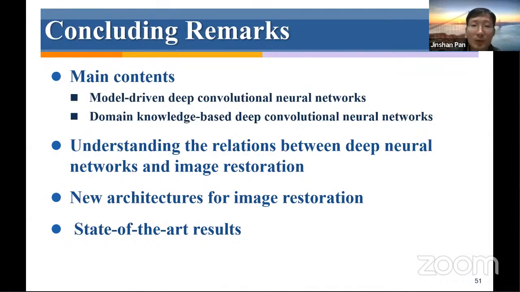Okay, to summarize, we saw how to explore the physics model and domain knowledge to better constrain the deep neural networks for image and video restoration. And we can better understand the relations between the deep neural networks and the image restoration tasks and derive new network architectures for image restoration.